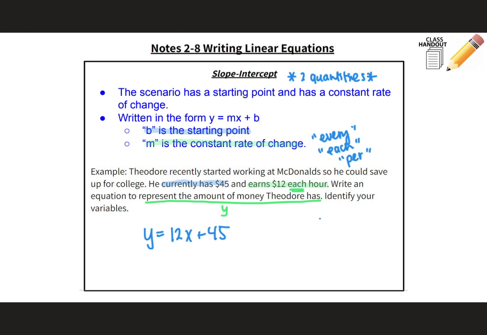We also need to define our variables. y is the amount of money Theodore has, and x in this problem represents the number of hours he works.